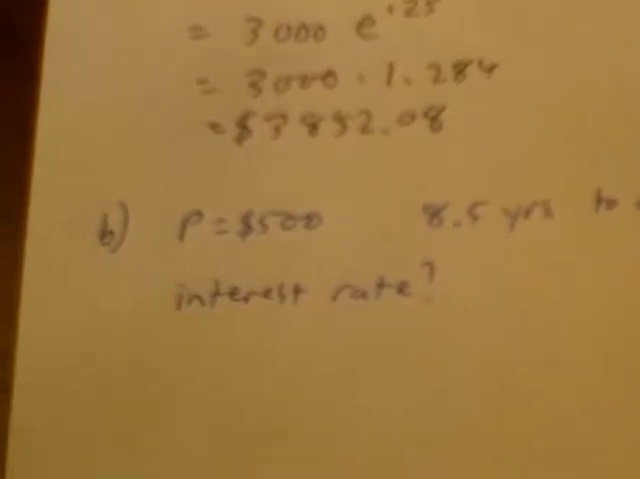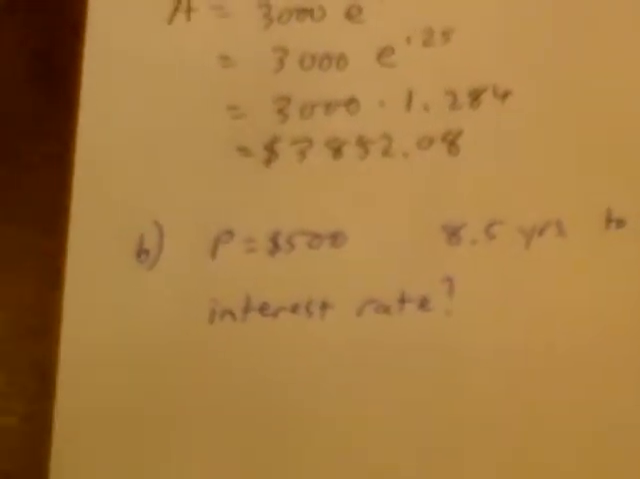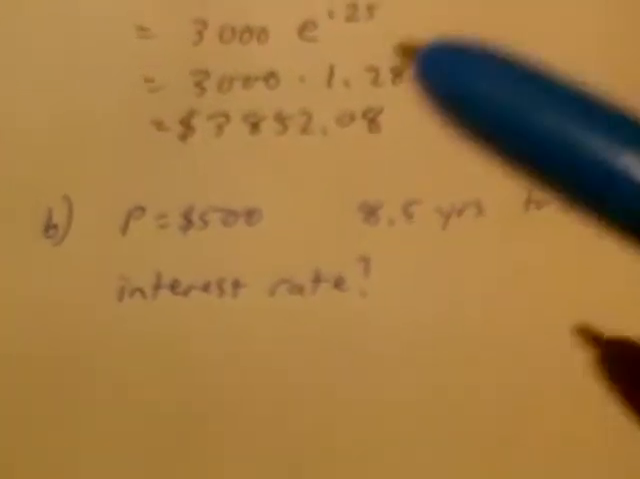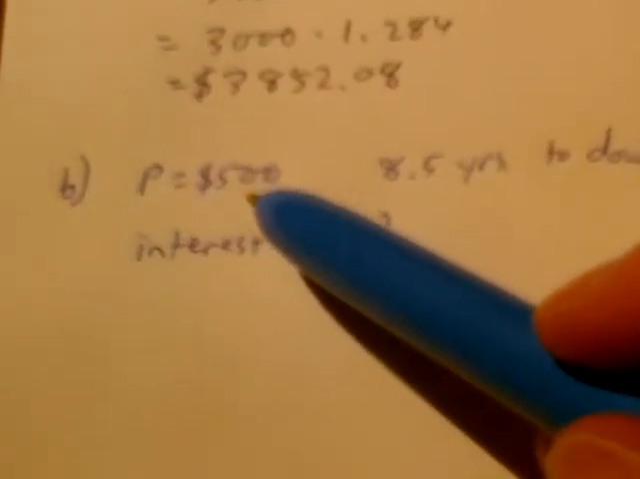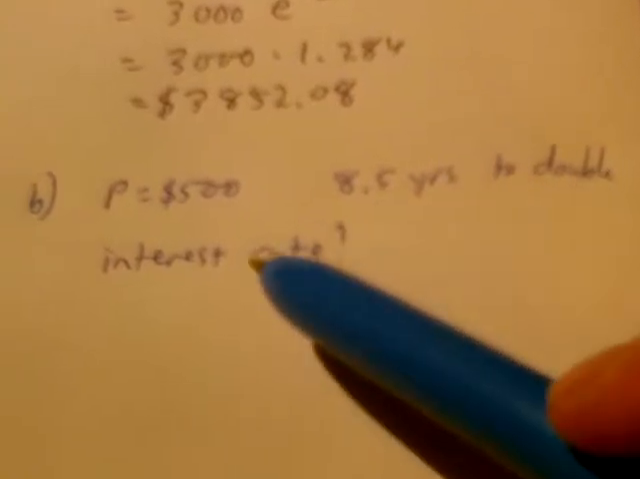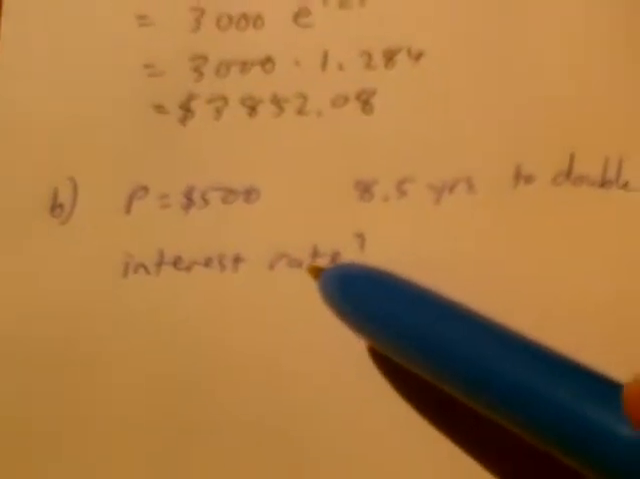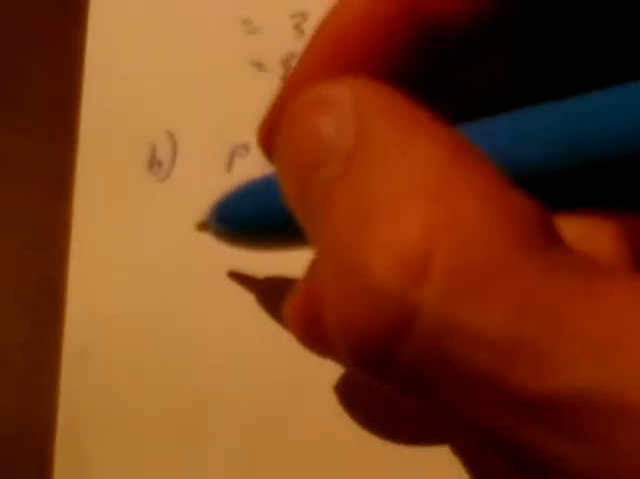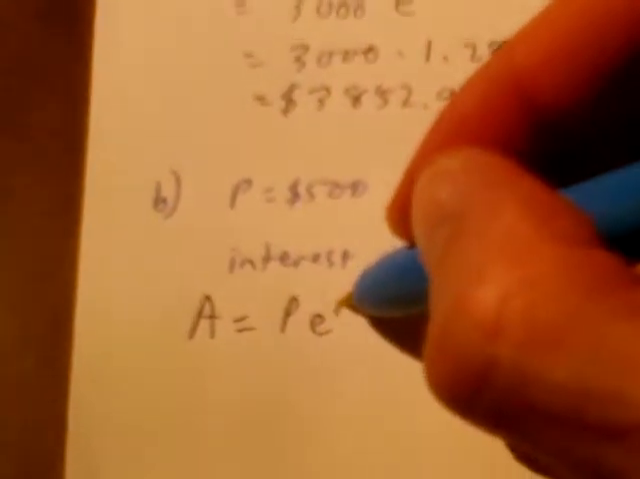Okay, same table, same formula, different numbers though, and different missing pieces. So we're going to start with $500, and it says it'll take 8.5 years to double. Find the interest rate. It's the same thing, we use the same formula. So we start with A equals Pe to the rt.